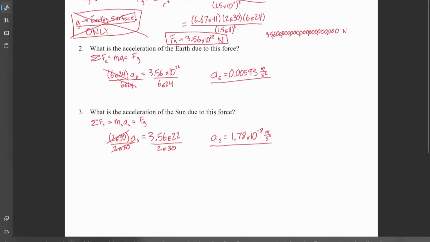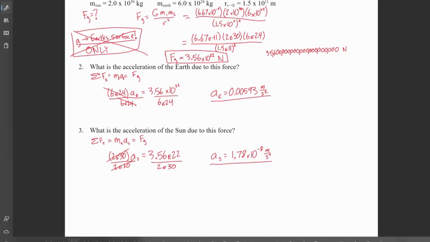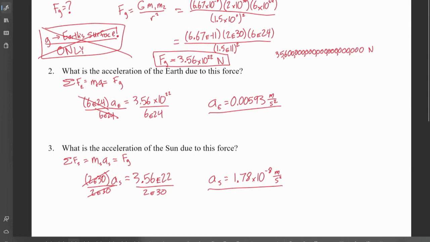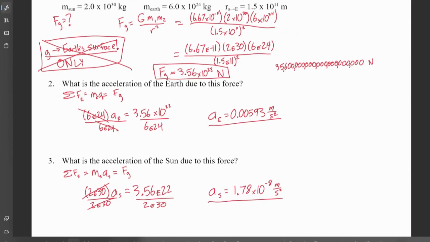This basically shows us that the sun and the Earth exert gravitational forces on each other. It's the same force because of Newton's third law. However, the Earth has a small mass, relatively speaking, so a much bigger acceleration, because the sun is a huge mass, so it has a tiny acceleration.